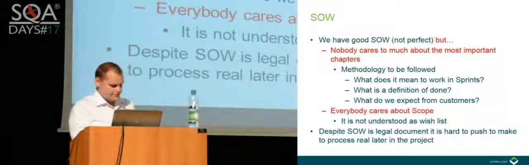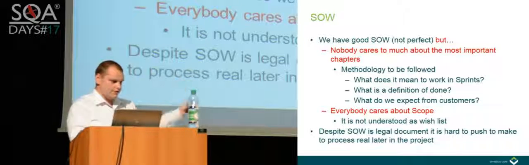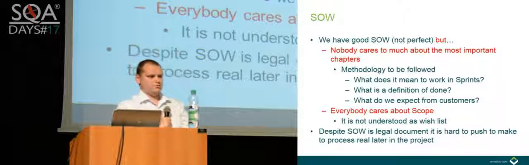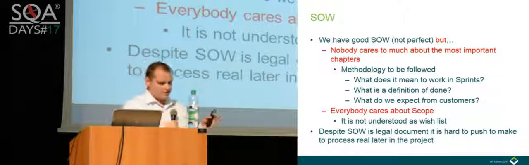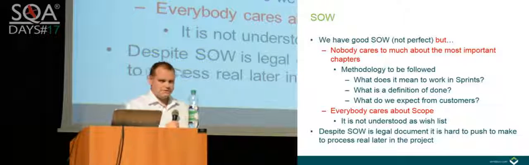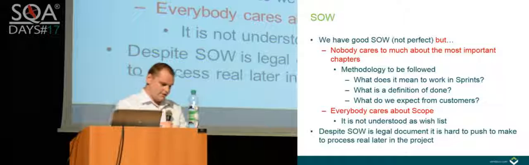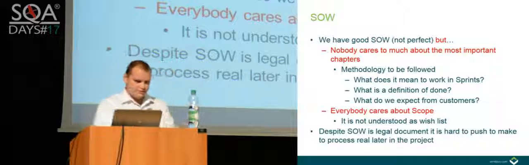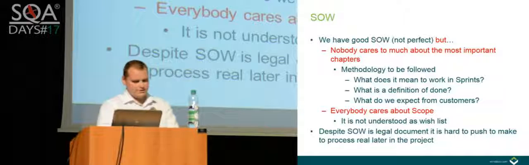But the problem is that really nobody cares about the most important chapters, because there are a lot of definitions, like what methodology are we going to follow, and what does it mean to work in sprint, what everybody should do, and so on. On the other hand, everybody cares about the scope. And yes, we have some high-level scope in our statement of work, but it's supposed to be kind of a wish list. However, we work with big corporations, and they are used to, at the start, I need to define everything, otherwise I will pay for that later.